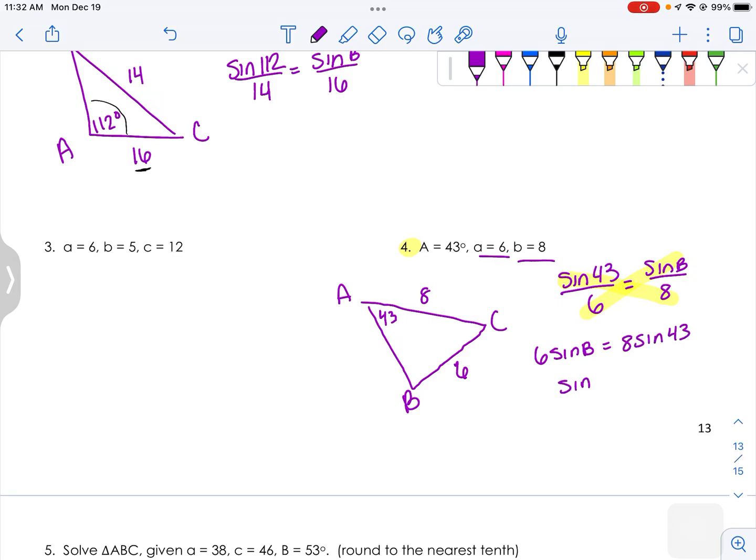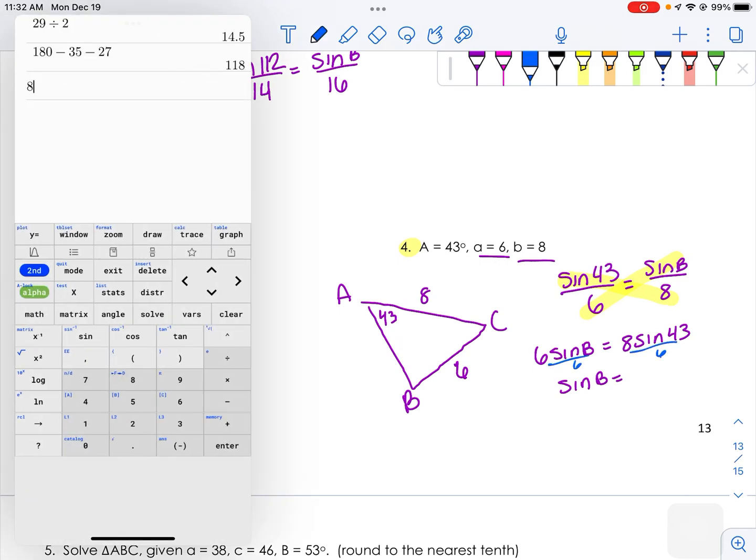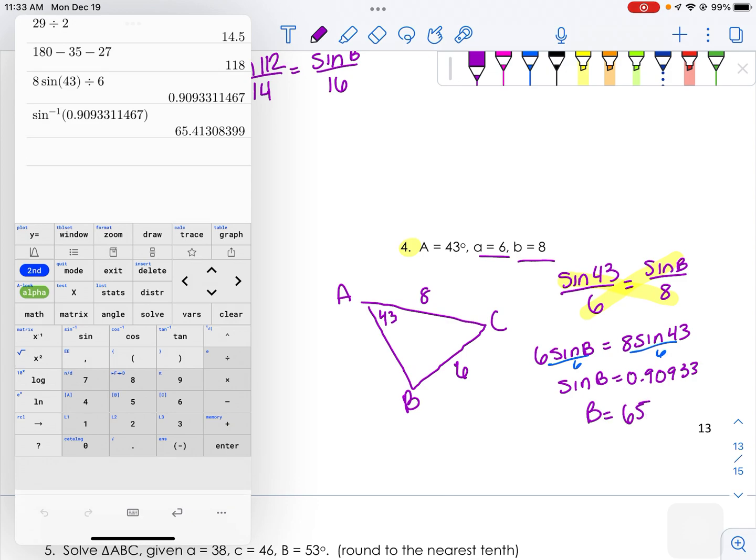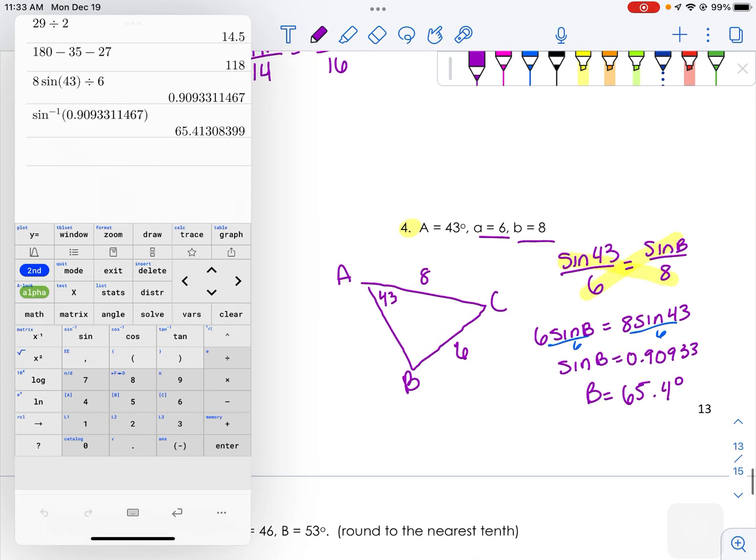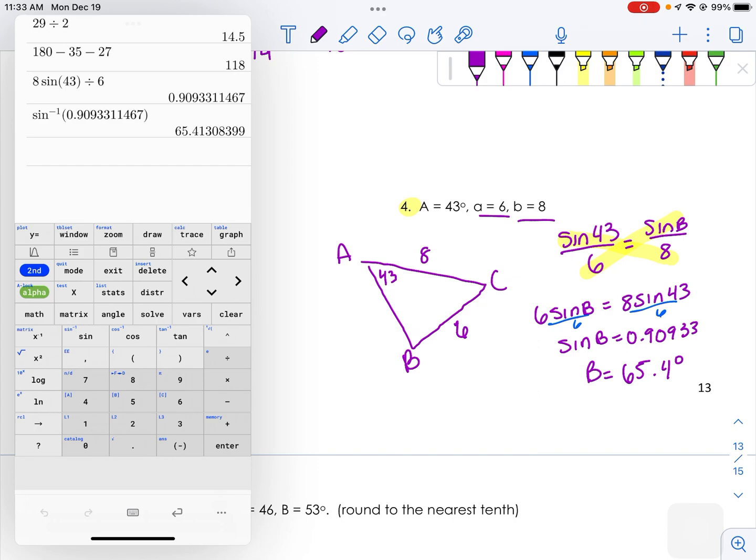So we're going to have sine of B is going to be this divided by 6. So 8 sine of 43 divided by 6. And then I'm going to get that decimal, and I'm going to take the inverse sine of that decimal. And I'm going to get B is equal to 65.4 degrees. We're going to round to the nearest tenth. So we got 65.4 in this triangle.